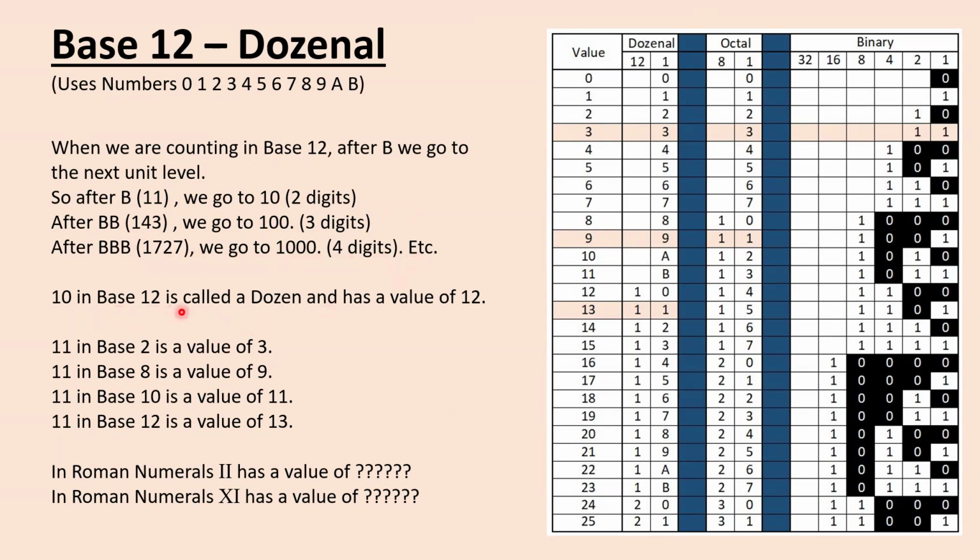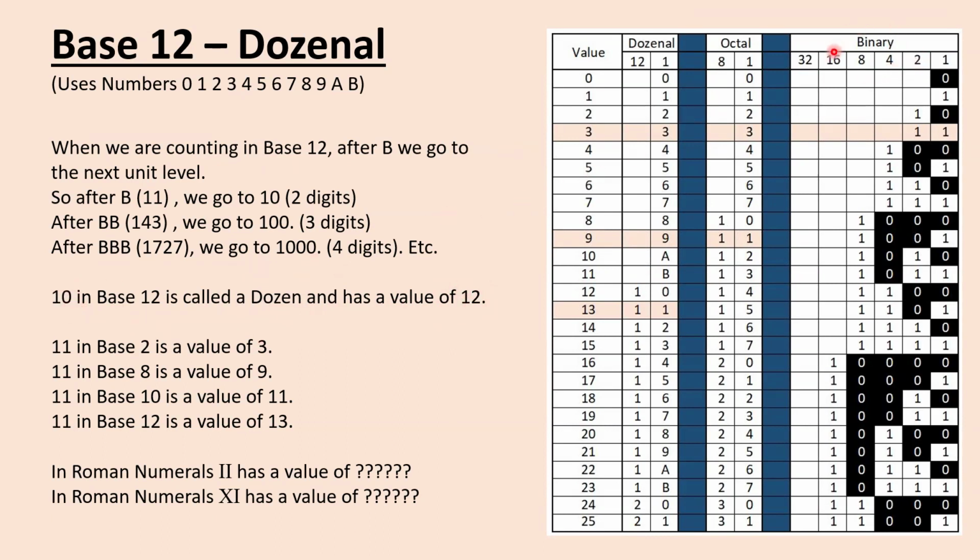10 in base 12 is called a dozen and has a value of 12. And that is where we get the dozen eggs from, 12 being a value. Yes. But if you were to write it in base 12, you wouldn't write 12, you would write 10.